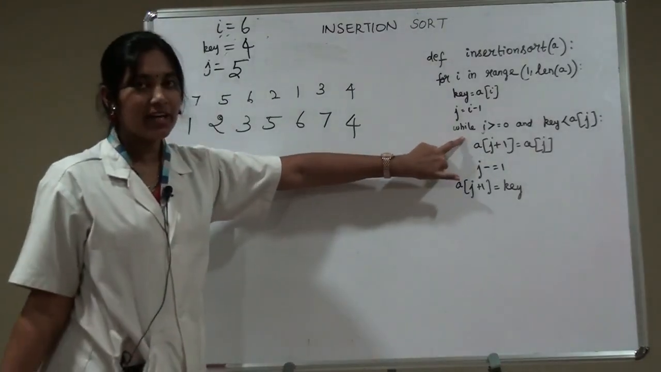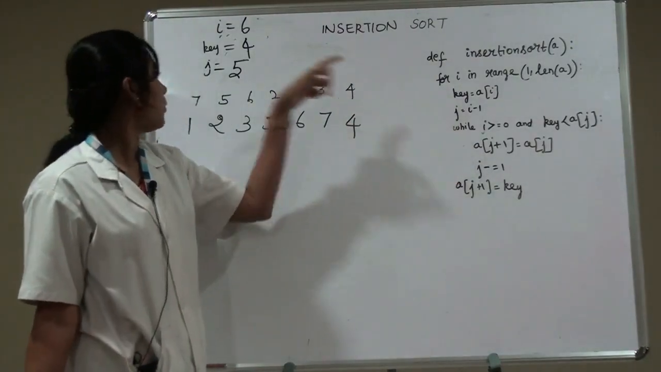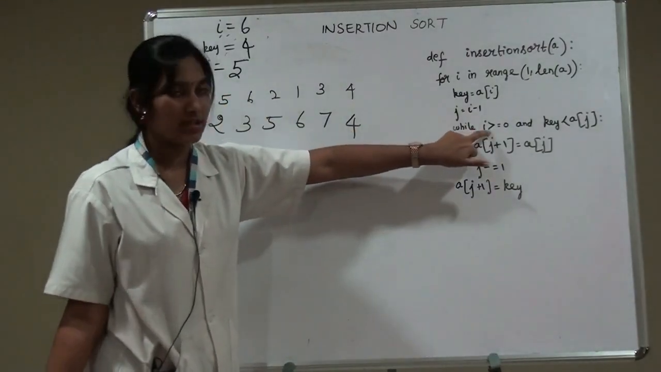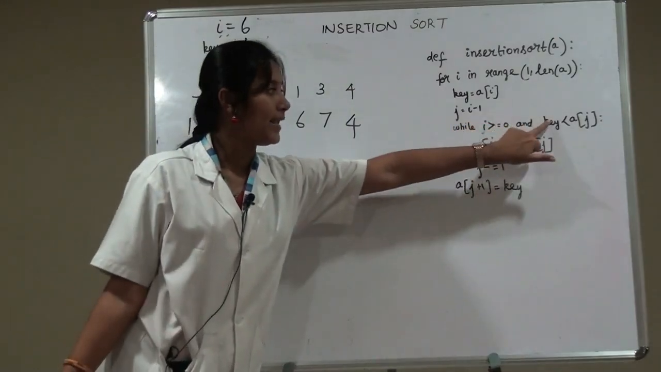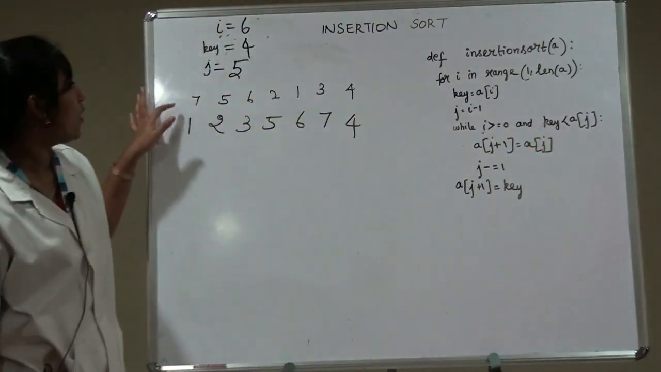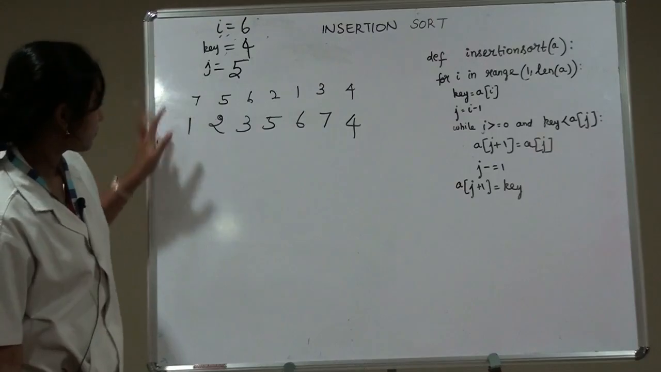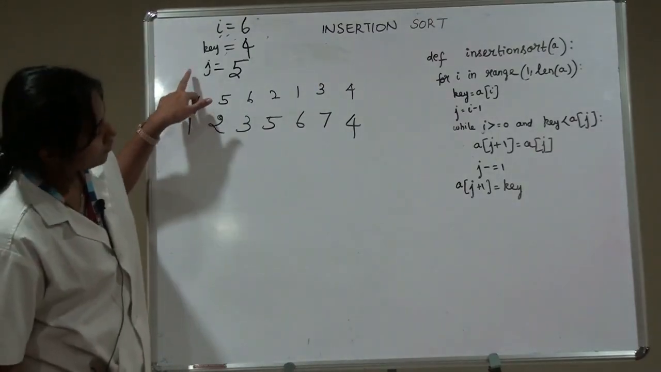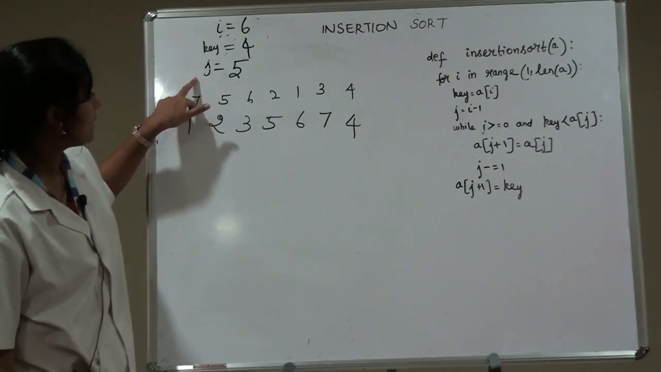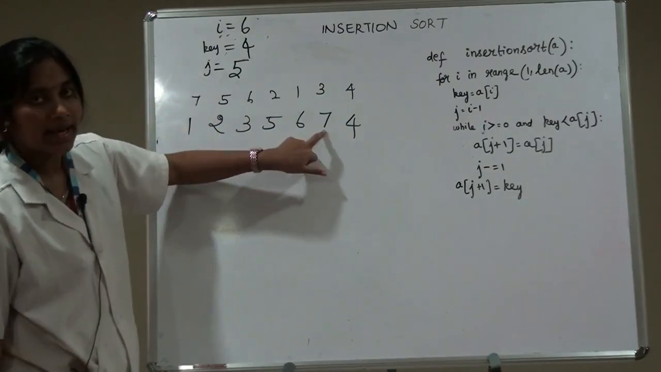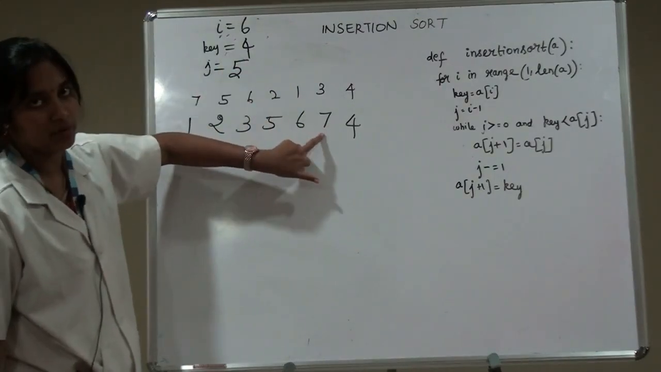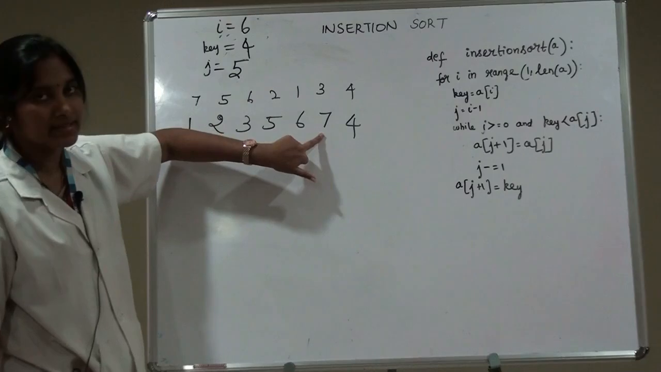Again, while j greater than or equal to 0. So what is our j? 5. So 5 is greater than or equal to 0. Condition is satisfied. And key is less than A of j. So what is our A of j? 4. So what is j? J is 5. So A of j will be A of 5, which is 7. Now you have to compare this key with 7. 4 with 7. So 4 is less than 7.